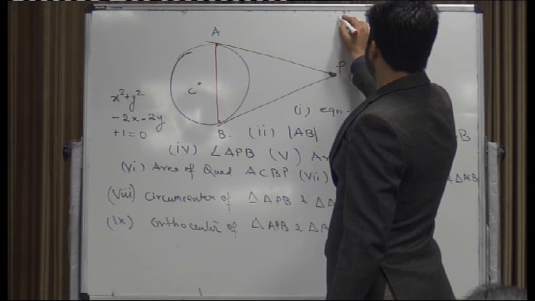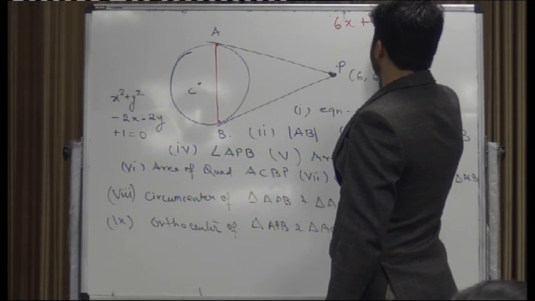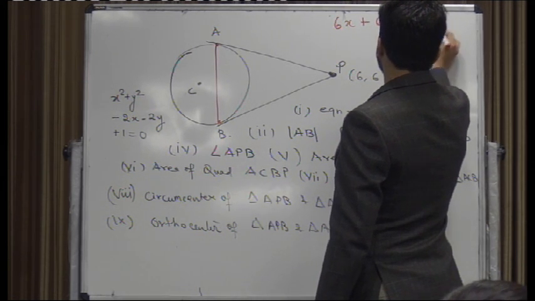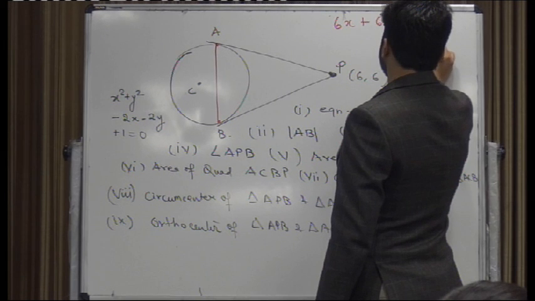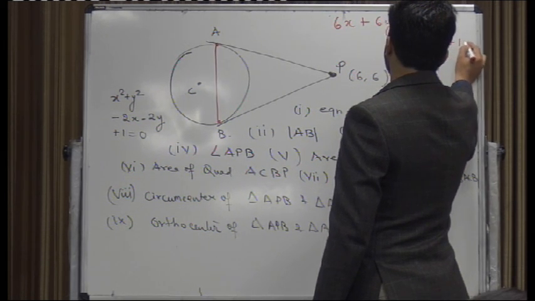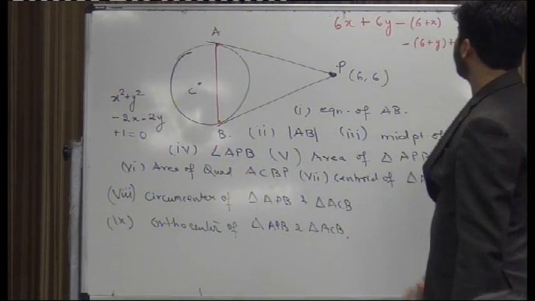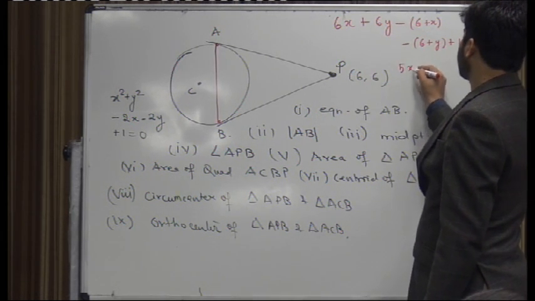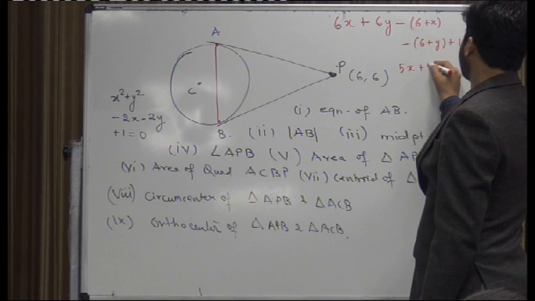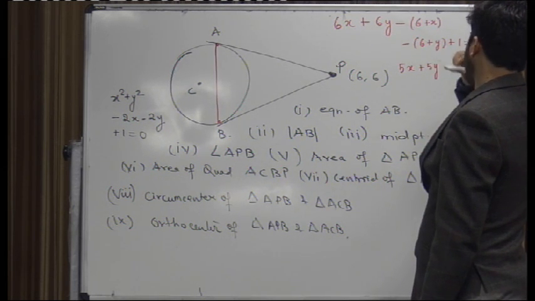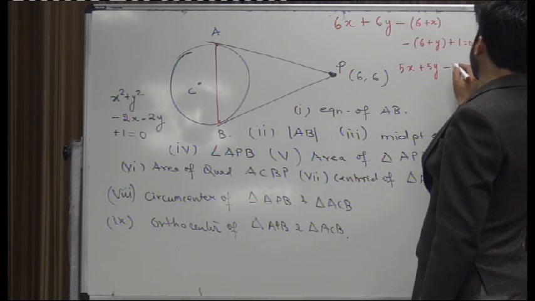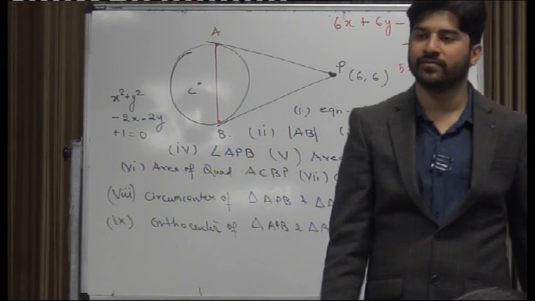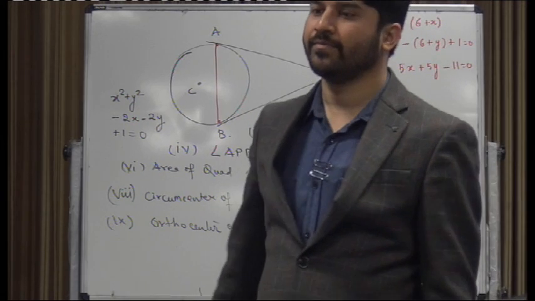So the first equation becomes 6x plus 6y minus 6 plus x minus... which makes it 6x minus x is 5x, 6y minus y is 5y, minus 12 plus 1. So this is the equation, right? Did you understand or not?